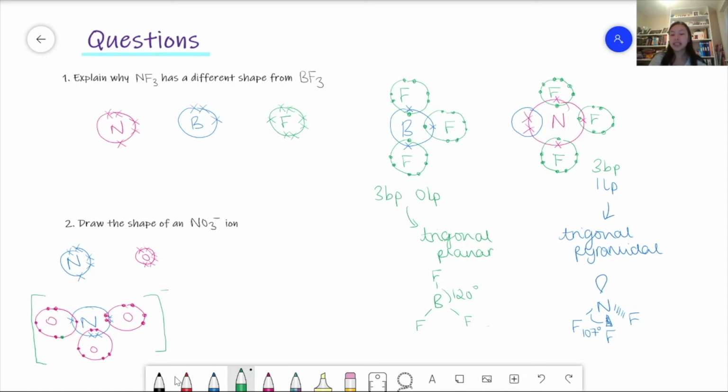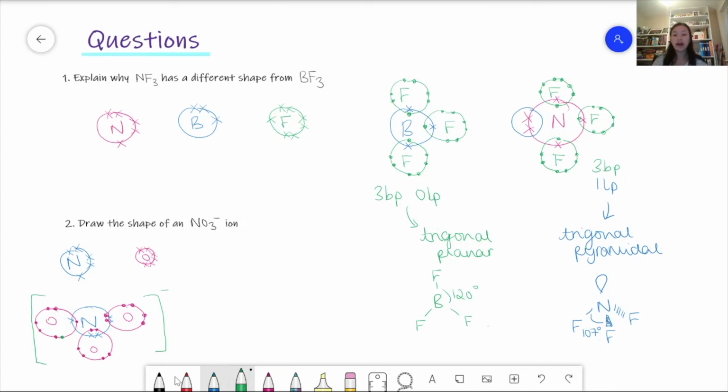And so we can see that it's got 2 double bonds and a single bond. So there are no lone pairs because there's none on the nitrogen. Doesn't matter about these oxygen ones. There's none on the nitrogen. So that means that there's only 3 bonding pairs because double bonds count as bonding pairs.